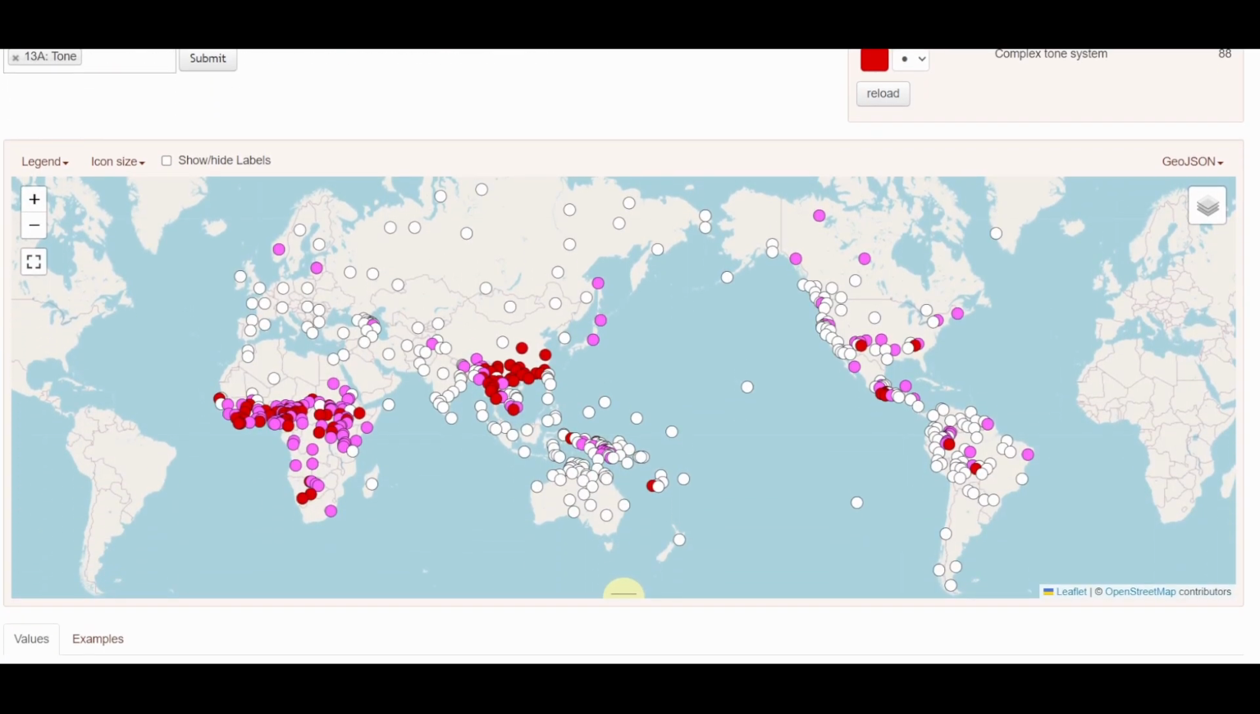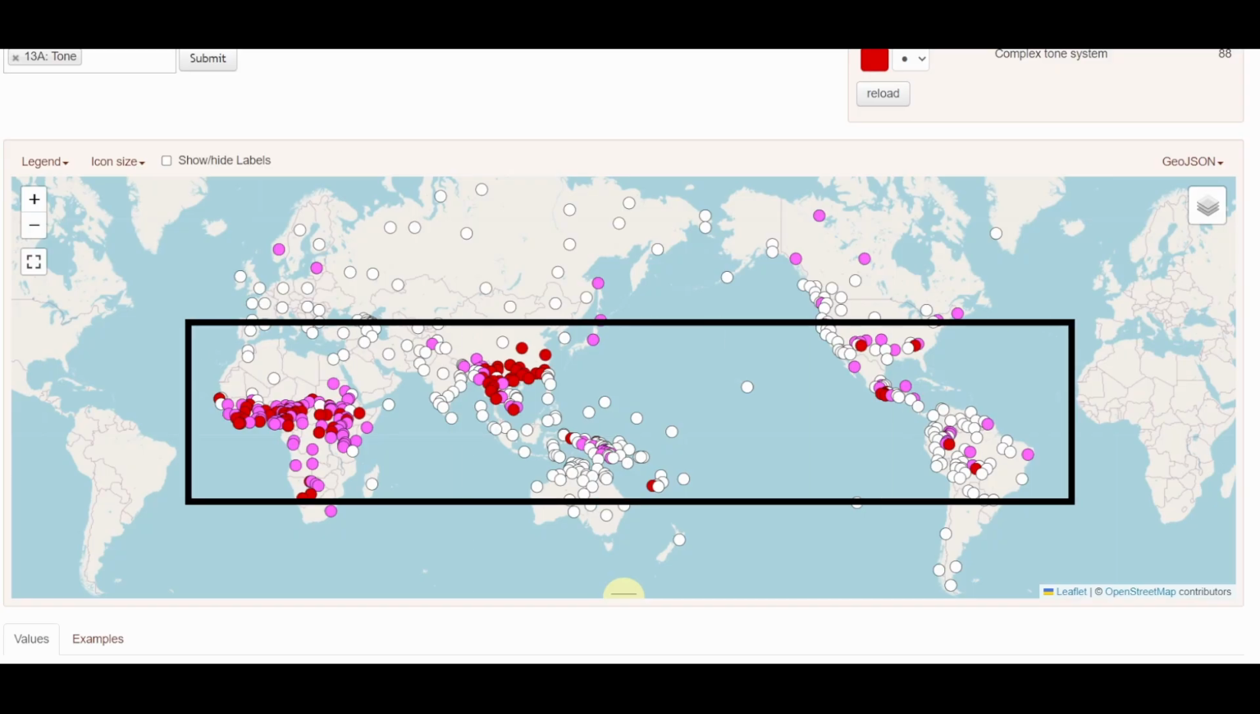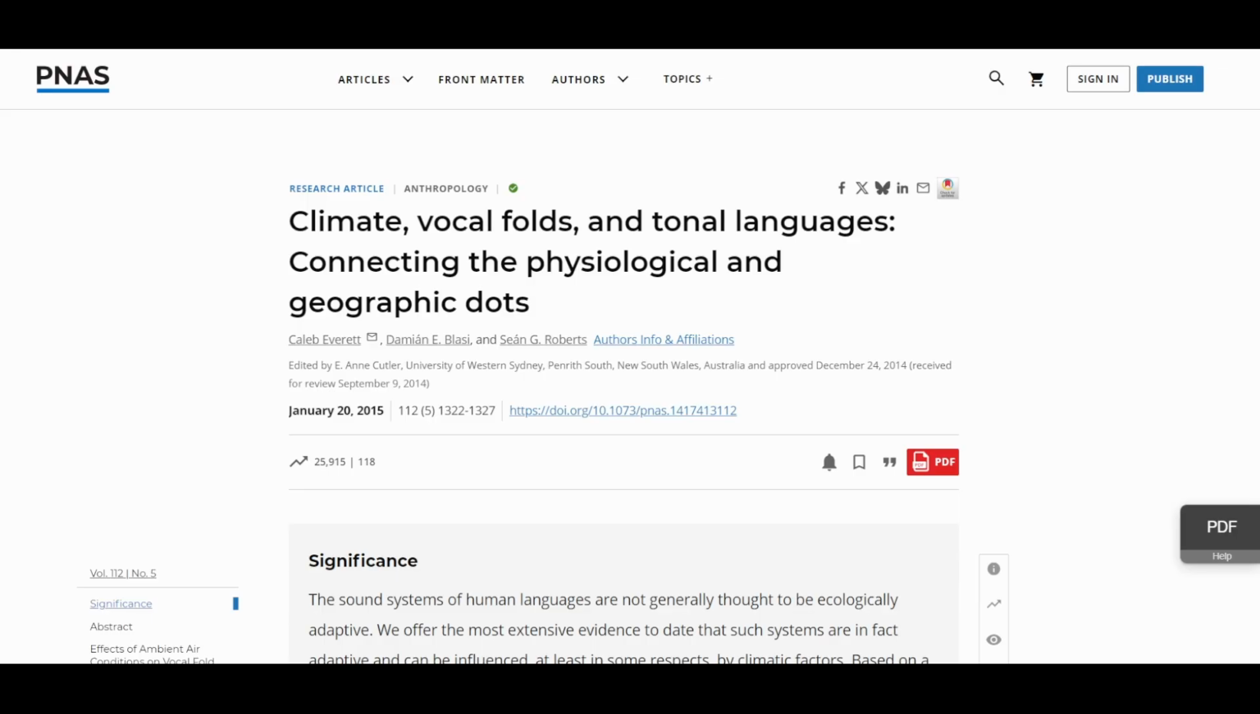This one is quite interesting because you can see a pattern where most tonal languages are located: warmer and humid climates. This actually led to a controversial paper, "Climate, Vocal Folds, and Tonal Languages: Connecting the Physiological and Geographic Dots" by Caleb Everett, Damián Blasí, and Seán Roberts.